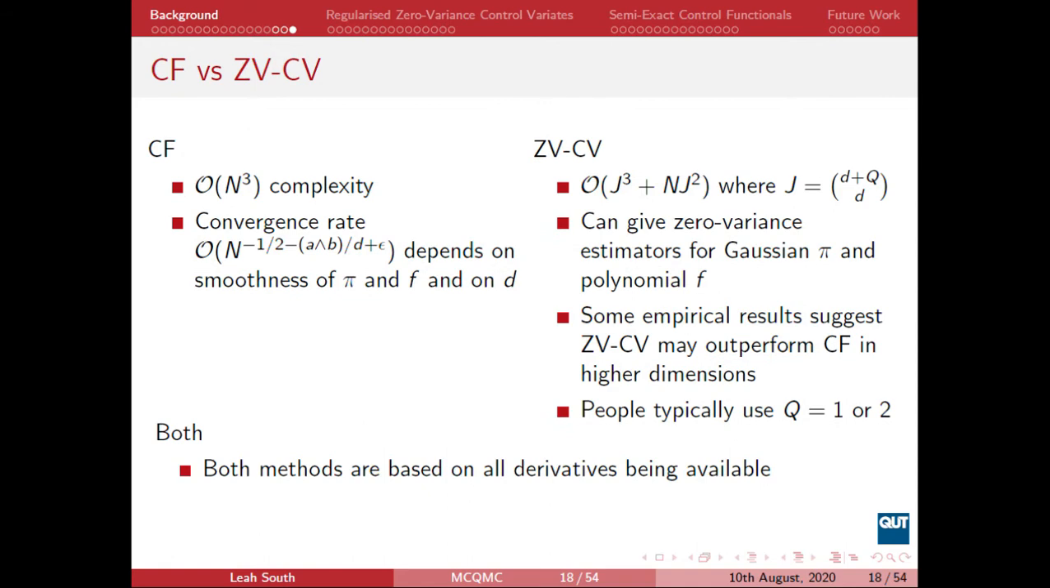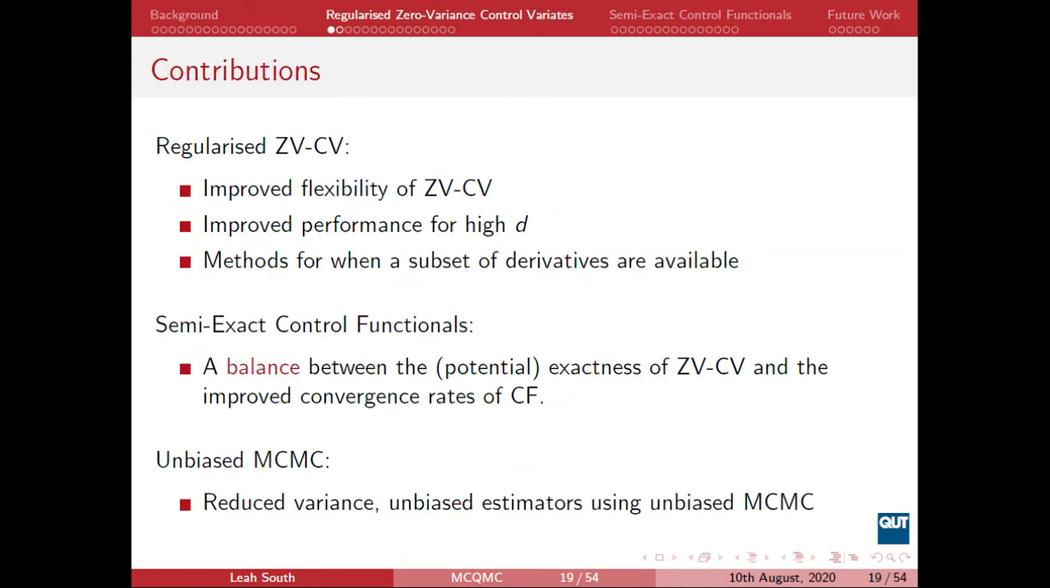Both of these methods are based on all of your gradients being available, which may not always be the case if you can't store them, or if you've got a model based on an ODE that can become harder to solve to get some of the gradients. And these methods are typically only applied in very small dimensional settings, for example, dimension less than or equal to 4. So the contributions of this work are based on 2 papers and a comment.